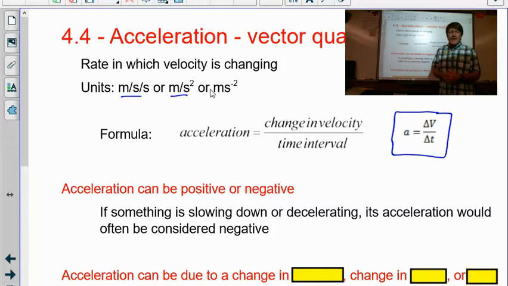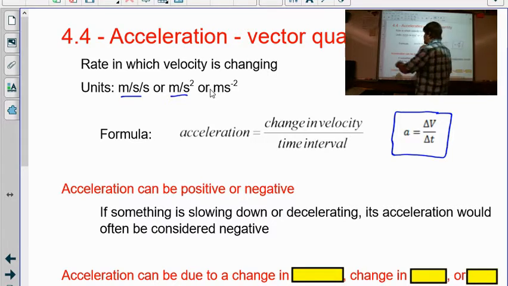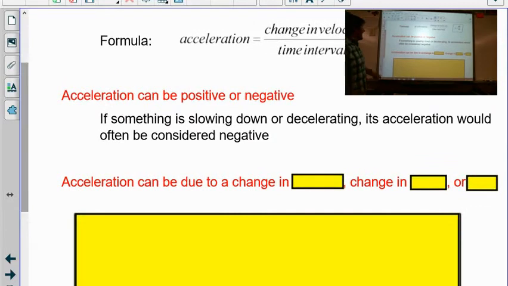So recall from going back to position, your frame of reference and your change from that frame can be positive or negative. And so you really got to think about the direction attached when we're going through vector quantities. Then, if something is slowing down or decelerating, its acceleration would be considered negative most times, because usually whatever direction we're going, we're going to be saying that's the positive direction. And this is another important thing: because acceleration is a vector quantity, we have direction involved.